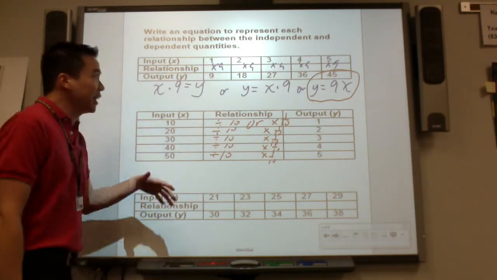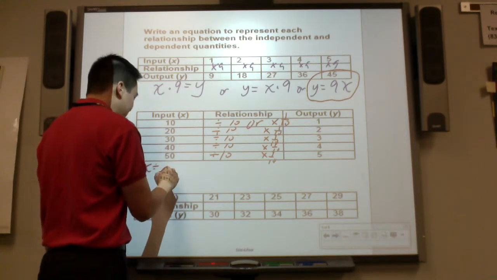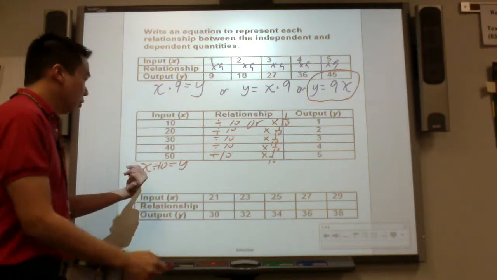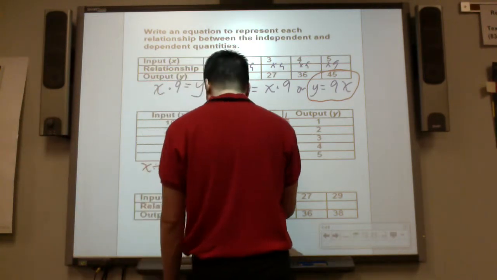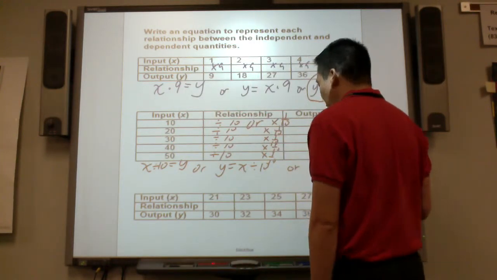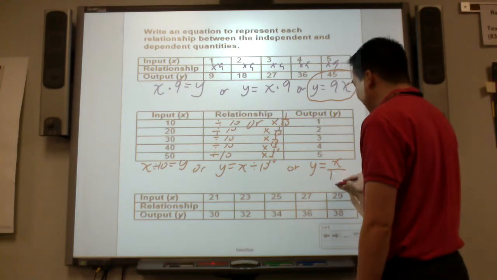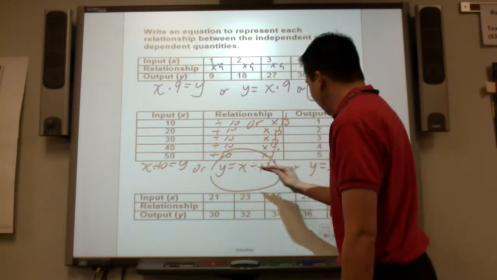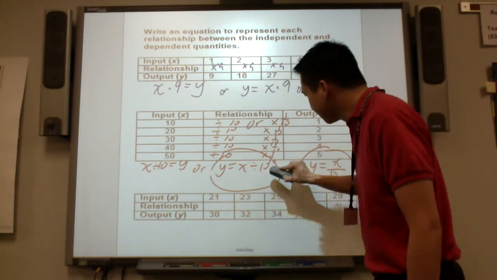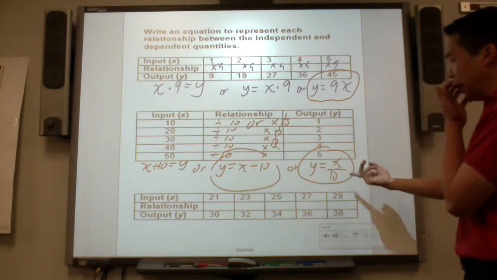So let's find the equation from this. You have x, you're dividing it by 10, and it's equal to the output y. Or let's flip it around: y is equal to x divided by 10. Or another way to say it is y is equal to x over 10. Either one is correct here. Either one makes sense.